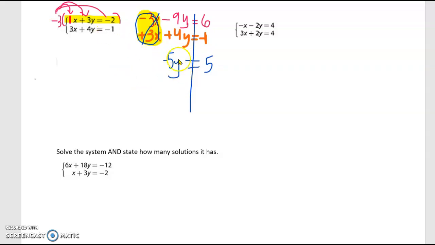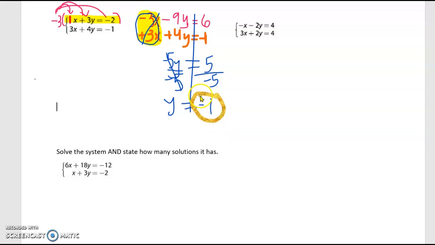So the opposite of multiplication is division. So I'll divide by the number I need to eliminate, which is -5. I'm going to eliminate that, be left with the y. And whatever I do to one side, I do to the other. So I'm left with y equals -1. Okay, great. Now I'm going to take that -1, circle it in gold, and I'm going to plug it in.